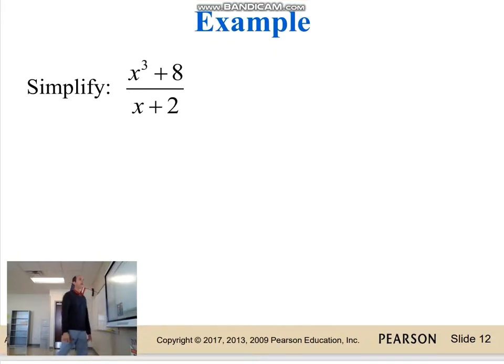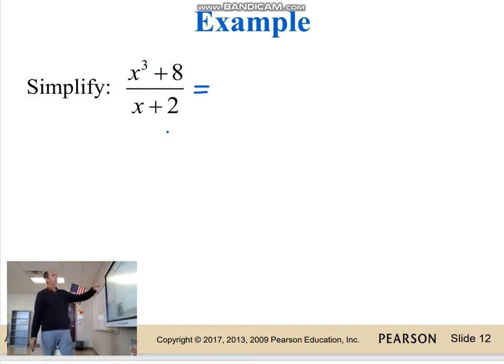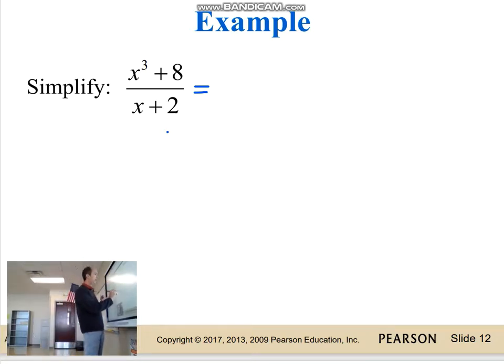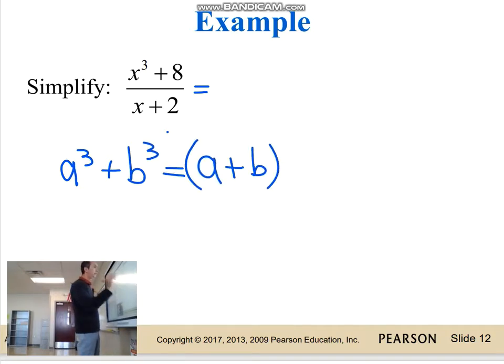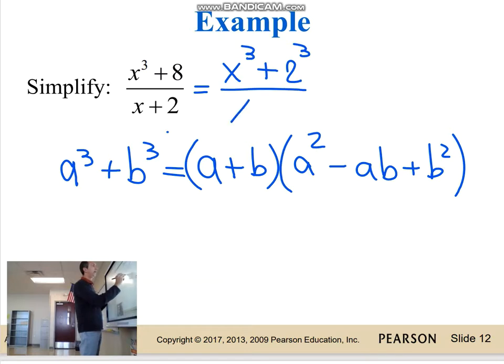Another example we have here: x cubed plus 8 over x plus 2. And last section we worked on special case factoring, remember? And we have a formula for the sum of cubes. If you have a cubed plus b cubed, this equals a plus b times a squared minus ab plus b squared. This is the formula. Check your formula sheet. You don't need to memorize, but you need to remember that the formula exists. And we will apply it here because x cubed is a cube, right? And 8 is 2 cubed, divided by x plus 2.